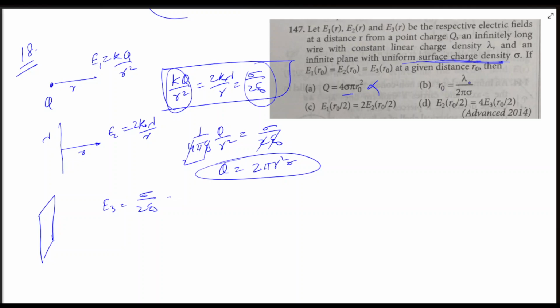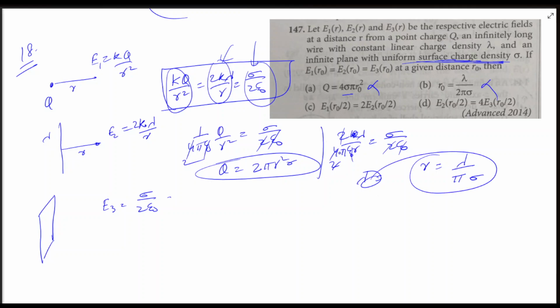Now we have to equate lambda and sigma. So let's equate these two. We will have 2k lambda by r equal to sigma upon 2 epsilon naught, so it will be 4 pi epsilon naught. So 2 and this 2 cancel, epsilon naught cancels. So lambda will be, we need r, right? So let's say r will go here, sigma will go here. So r will be lambda upon pi sigma. Is it matching? No, it's not matching.